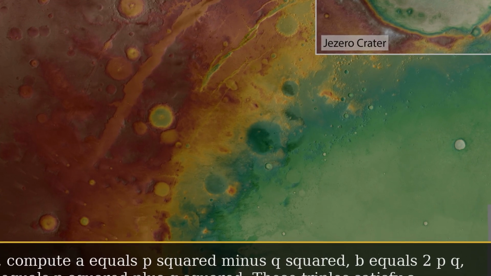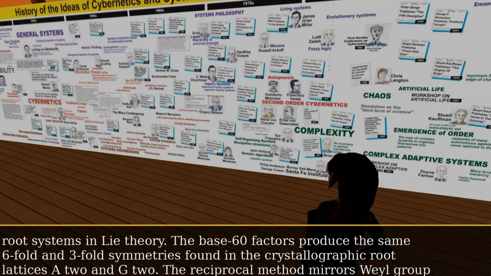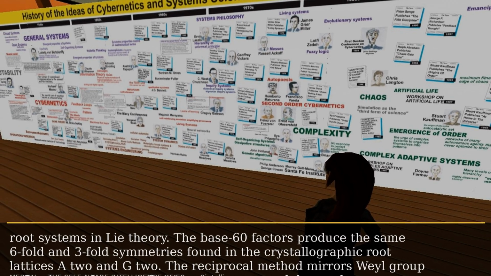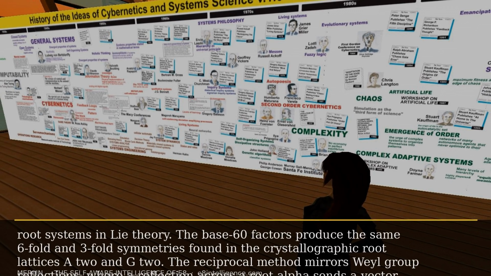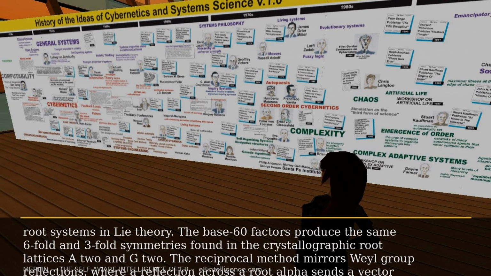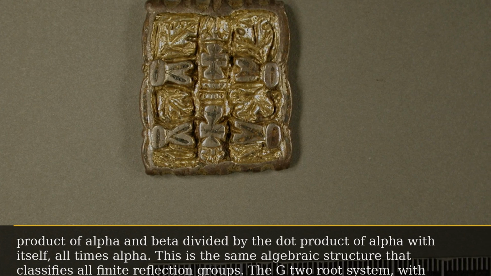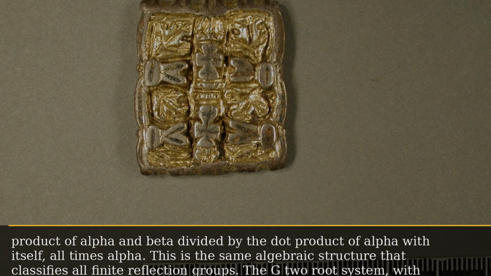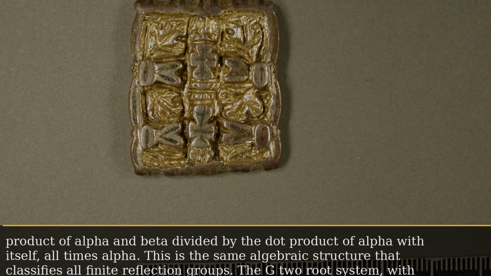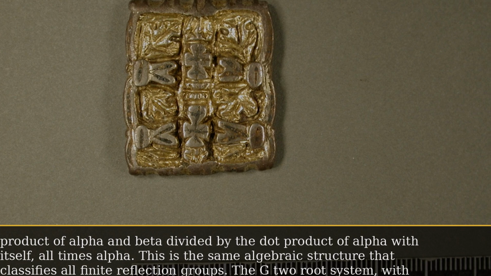The mechanism is directly connected to root systems in Lie theory. The base 60 factors produce the same 6-fold and 3-fold symmetries found in the crystallographic root lattices A2 and G2. The reciprocal method mirrors Weyl group reflections, where a reflection across a root alpha sends a vector beta to beta minus 2 times the dot product of alpha and beta divided by the dot product of alpha with itself, all times alpha. This is the same algebraic structure that classifies all finite reflection groups.